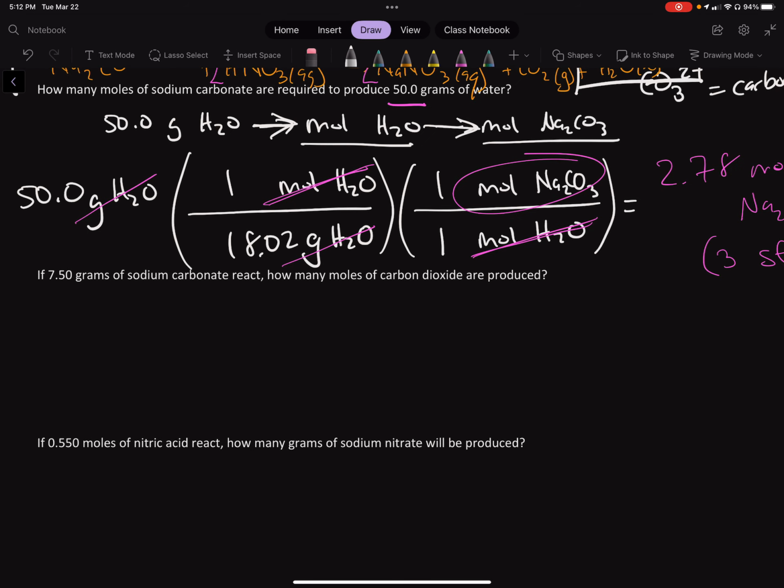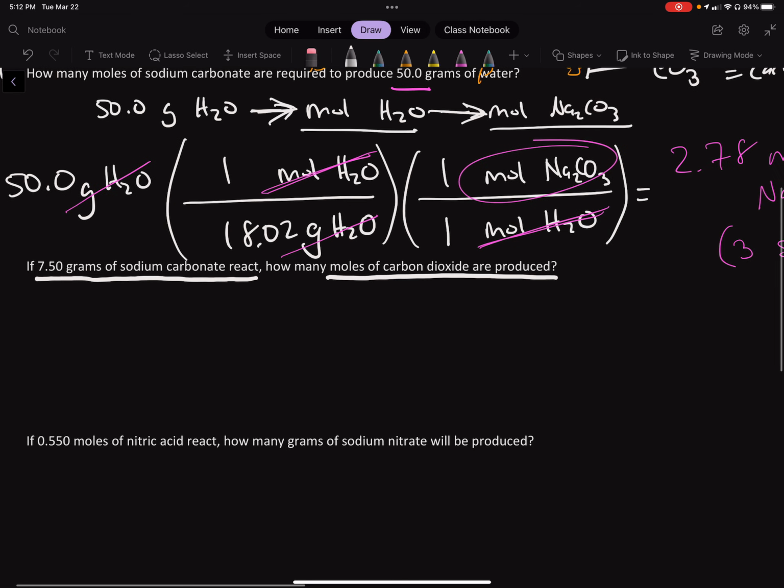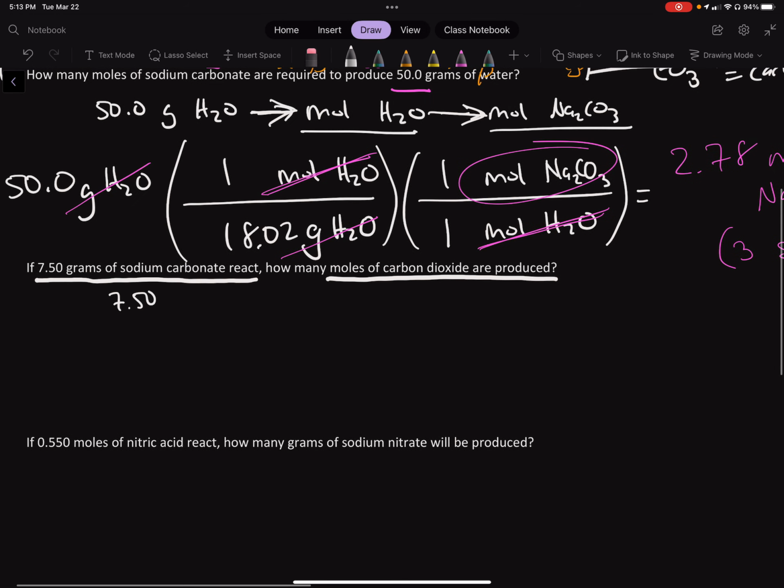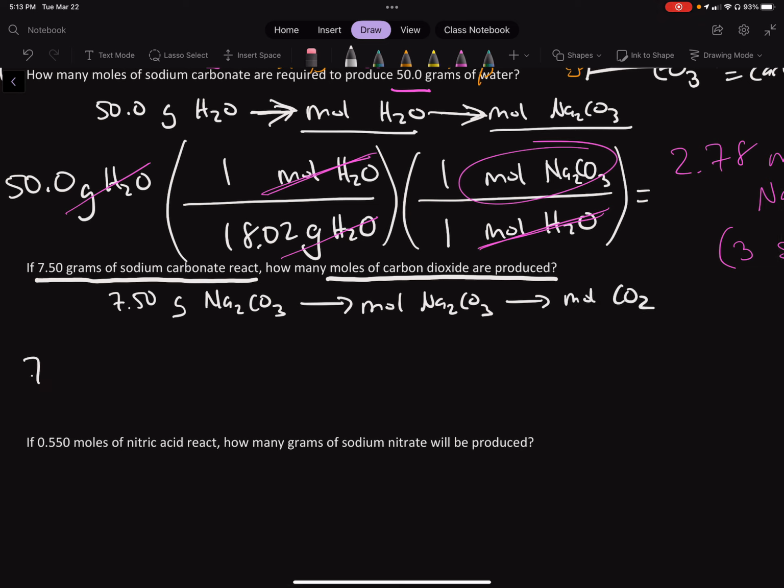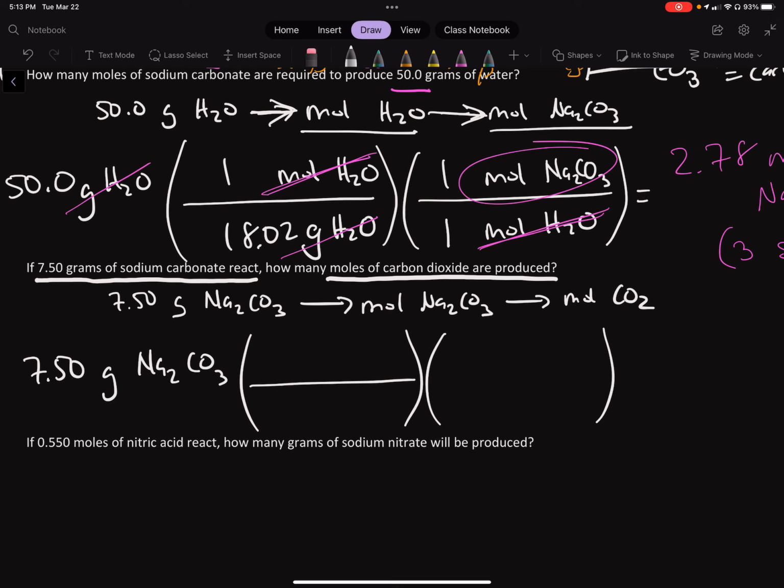So next one, it says, if 7.50 grams of sodium carbonate react, how many moles of carbon dioxide are produced? So again, our strategy, similar to last time, we're going to have 7.50 grams of the sodium carbonate that we're going to convert into moles of sodium carbonate, and then we're going to convert it into moles of CO2. So let's begin setting this up. We have 7.50 grams of sodium carbonate, and we're going to need 2 conversions.